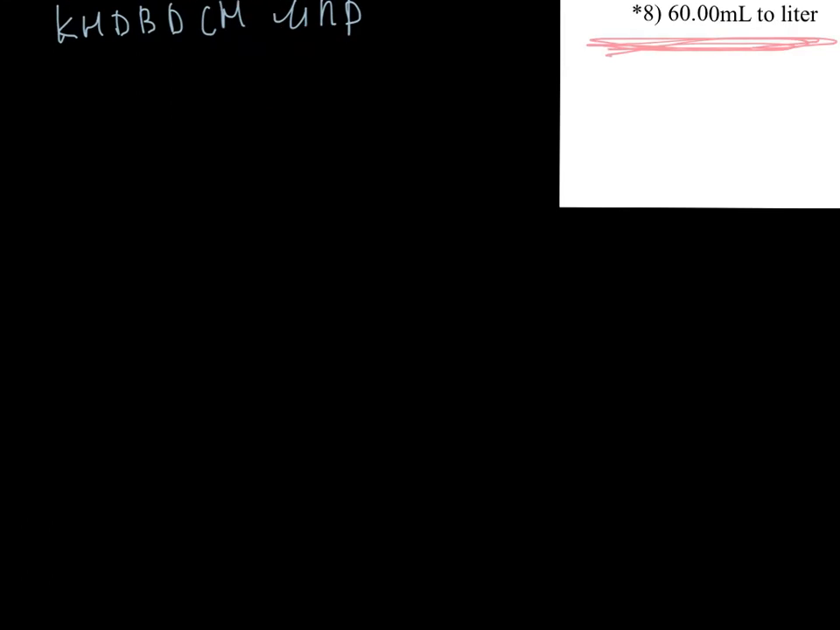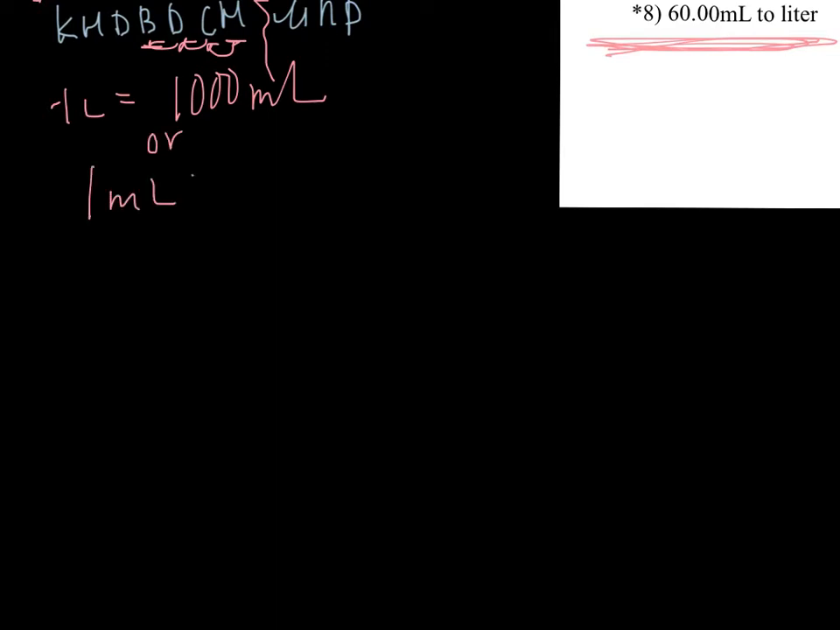Number 8. I am going from milliliters to liters, which is the base. So anything to the left of micro, we just move by 1 decimal point or by 10. So I say the conversion rate would be 1 liter is equal to 1,000 milliliters. Or I can say that 1 milliliter then is equal to 1 times 10 to the negative third liters.